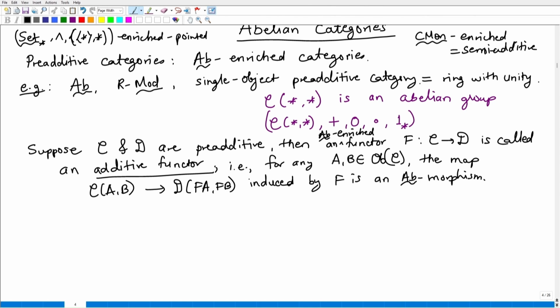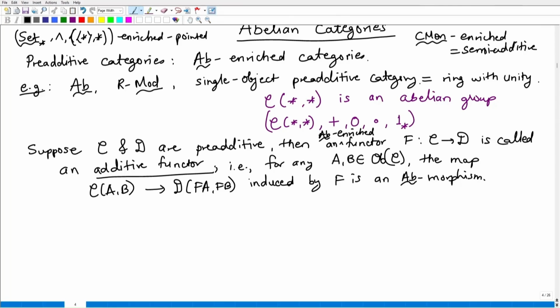So basically, whatever should happen does happen. That's the slogan here. Ab-enriched functors are called additive functors. We don't call them pre-additive, we just call them additive functors. Any questions so far?